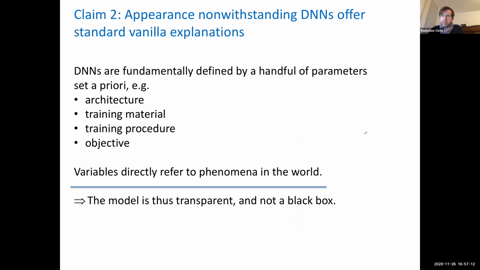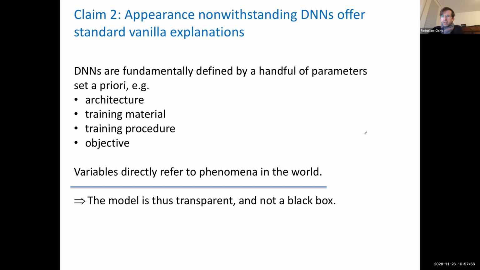A second type of answer that can be given, which is very different, is that the idea that this mathematical theoretical modeling is not fulfilled by DNNs is a superficial view. It's wrong. DNNs actually offer this standard vanilla mathematical theoretical explanation. Because if you look at it at the right level, deep networks are fundamentally defined by only a handful of parameters, which I set a priori. So what do we set about such a network? Well, we set its architecture, basically how many layers it has, how many neurons in a layer, how these things are connected overall, like that there are convolutional layers or max pooling layers.